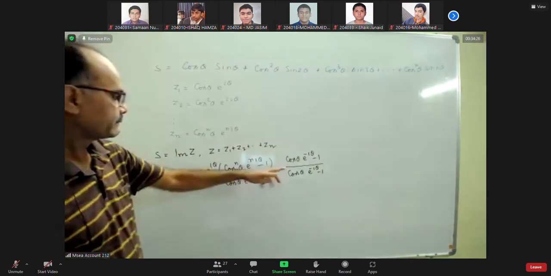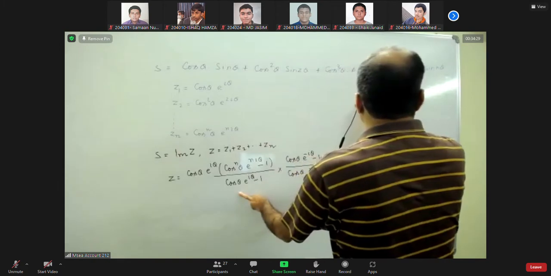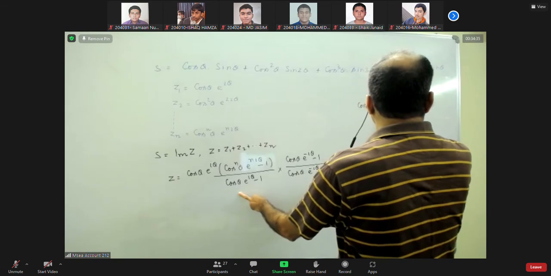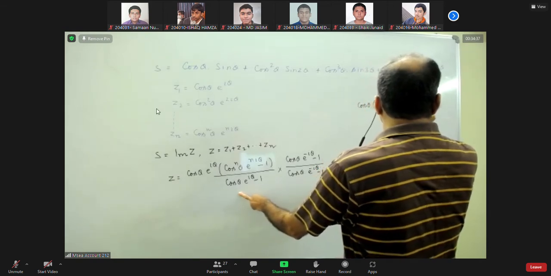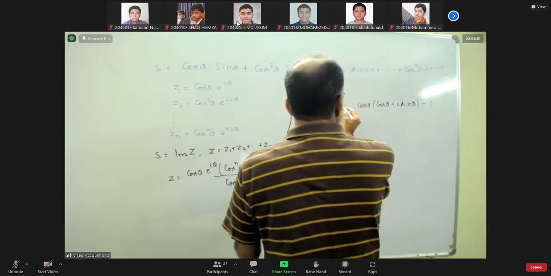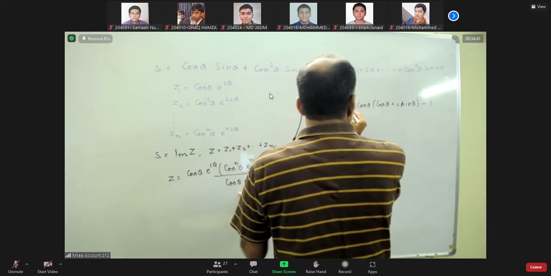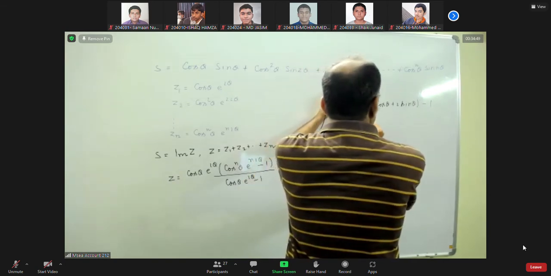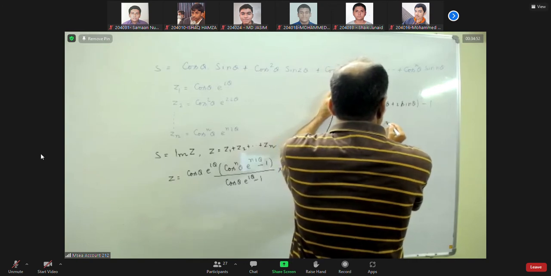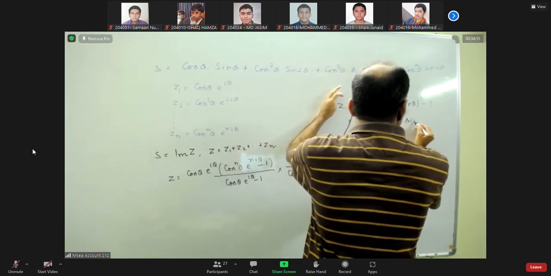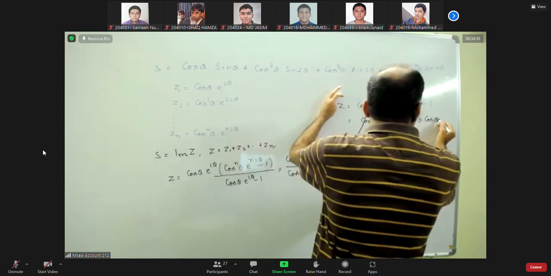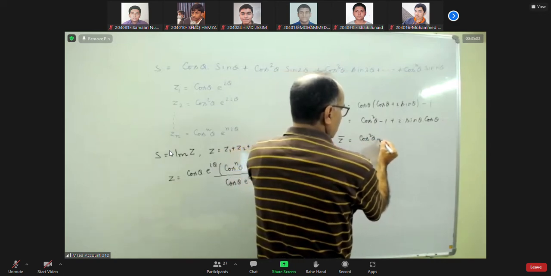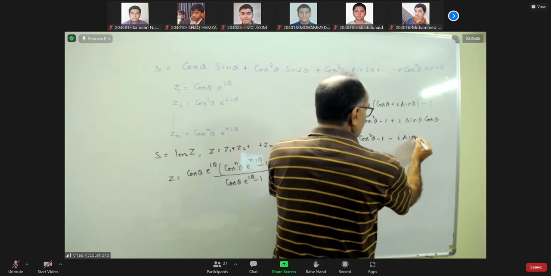No. See, let me explain it. Cos theta into cos theta plus I sin theta minus 1. This is our complex number. So this is cos square theta minus 1 plus I sin theta cos theta. So what will be Z conjugate? Cos square theta minus 1 minus I sin theta cos theta.